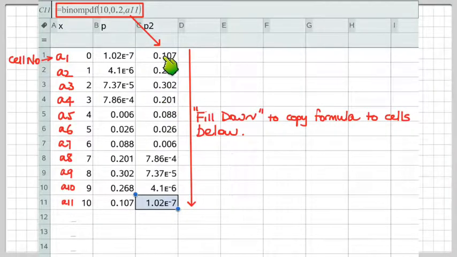So this would refer to cell A1, this would refer to cell A2, this would refer to cell A3, and it all just does it automatically right down to cell A11. It's truly amazing. Spreadsheets are the most marvellous beasties ever invented, I think, especially for accountants. They love them.